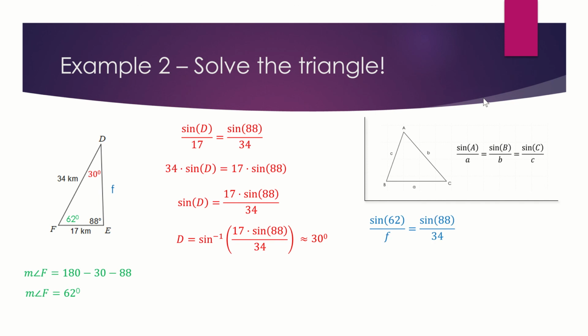So here you have the sine of 62 over little f equals the sine of 88 over 34. I could have also used the sine of 30 over 17. That would have also been fine. So we cross multiply and we get f times the sine of 88 equals 34 times the sine of 62. And remember, we're trying to solve for f. So we divide both sides by the sine of 88 to get this expression. We type this into the calculator and it looks like that equals 30 kilometers.